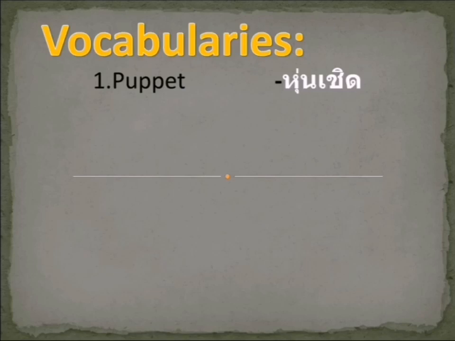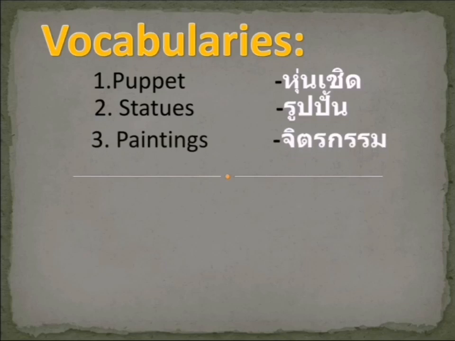Very good. Let's go to our next word. We have the word statues. Again, say statues. Statues in Thai means? Next, we have the word paintings. Again, say paintings. Paintings in Thai means?